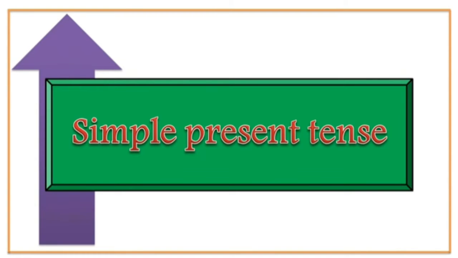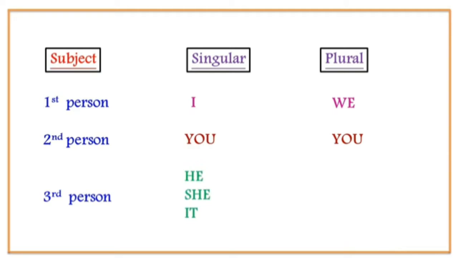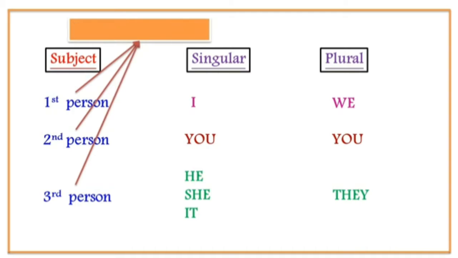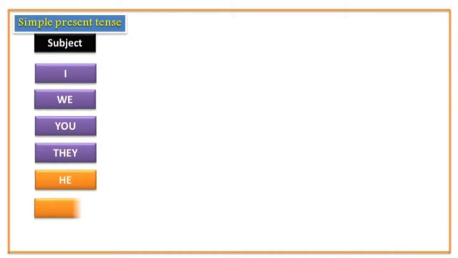Personal pronouns are used in simple present tense. Subject, singular and plural. The first persons are I, we, second person you, third person he, she, it and they. We use verb 1 for I, you and a plural subject. We use verb 1 plus s or es for he, she, it, a singular subject.